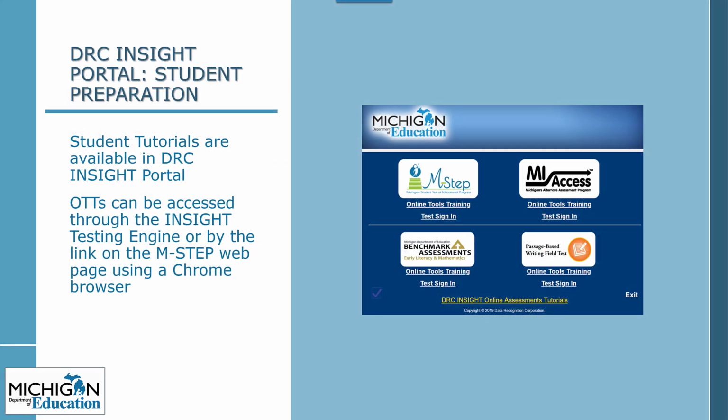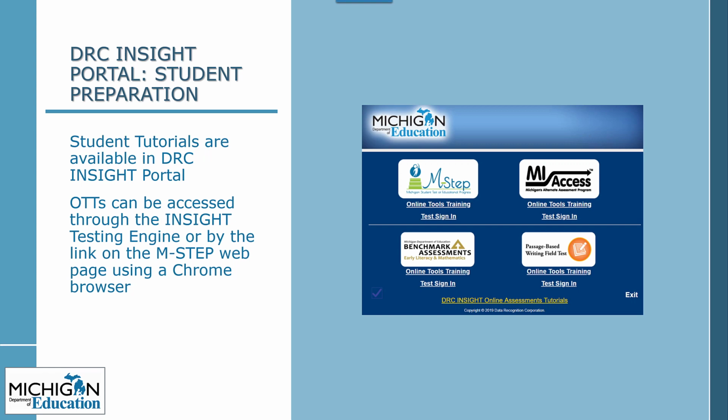It is important that students are aware of how the items on the test work and the tools that are available to them before testing day. This ensures that students can focus on the content and not the testing engine on testing day. There are student tutorials and online tools training, or OTTs, that should be used. You can launch Insight, and the tutorials are the yellow link at the bottom of the page, and you can see the OTTs listed under each assessment logo. You can also access them from the MSTEP webpage as long as you use a Chrome browser.